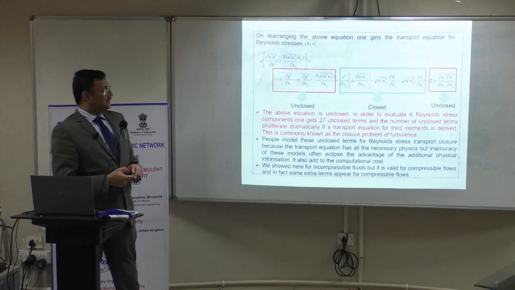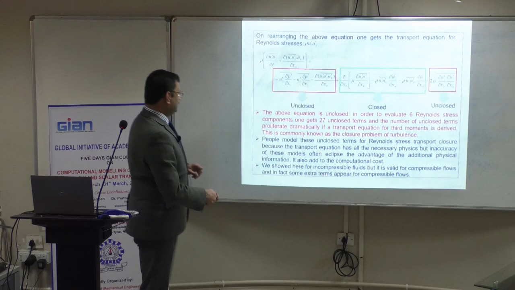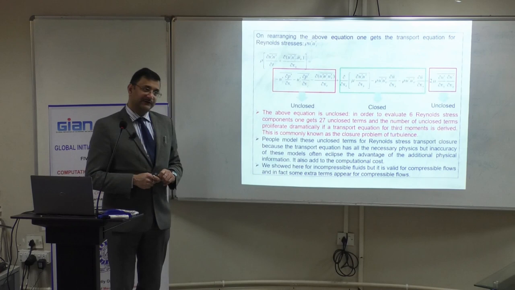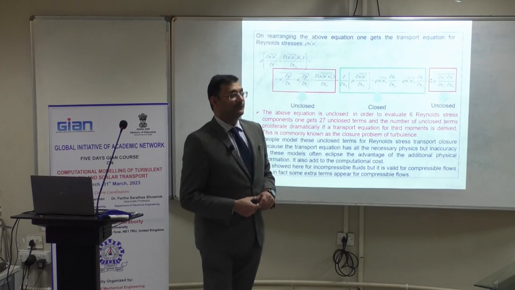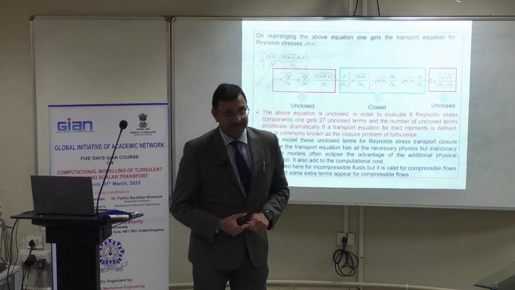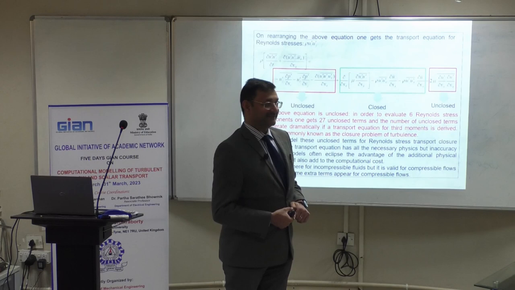Is anything not clear? We have actually demonstrated it for the incompressible flow. Yesterday I showed the compressible form of the turbulent kinetic energy, but there will be some extra unclosed terms here because of the non-zero value of divergence of velocity. Just to remind yourself, divergence of velocity is called dilatation rate. And that's going to be non-zero for compressible flows. Okay?